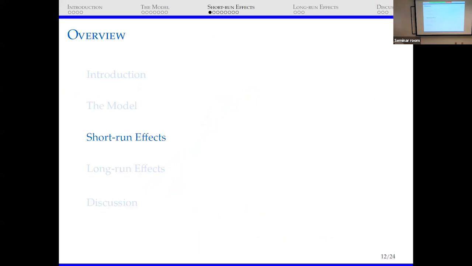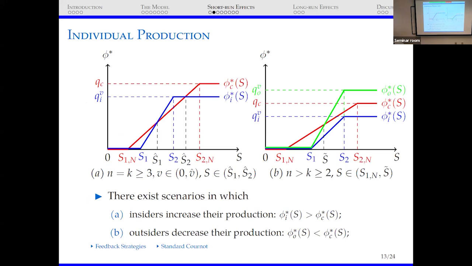So now, what's happening in terms of the effects on short run and long run? We start with the short run. There exists a scenario in which the insiders will increase their production. Which is really new, or not new, but this is one of the things we were looking for. And then there's another situation where the outsiders will decrease their production.